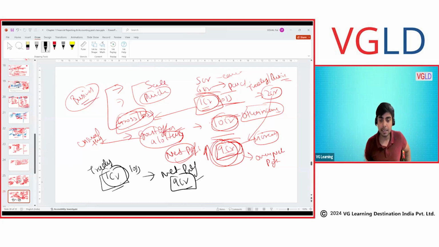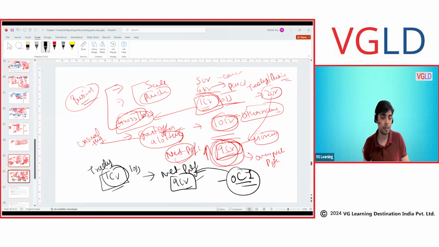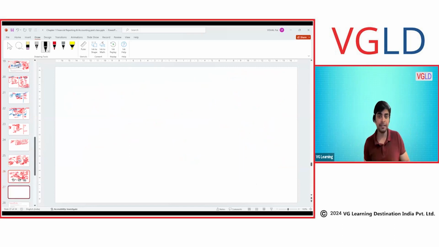So similarly, there is other comprehensive income. Earlier, what used to happen was that other comprehensive income was not reported separately. It was part of net profit, but this was creating a misleading picture. Let me tell you how. Let's take a real life example.